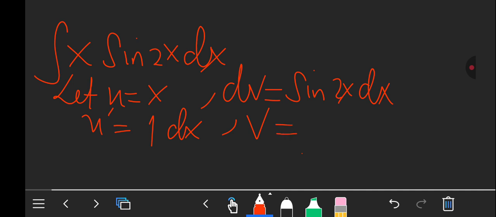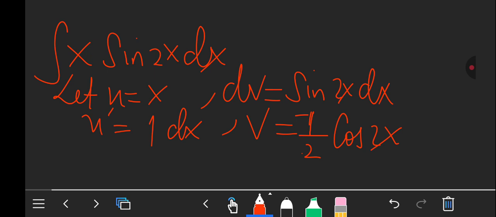What is v? It is the integral of dv. When you're integrating this, you say, what is the derivative of 2x? It is 2, so you say 1 over 2. Then you integrate sine 2x. The integral of sine 2x is simply negative cos 2x. So I'll put a negative there. Okay, so I now substitute in our formula.